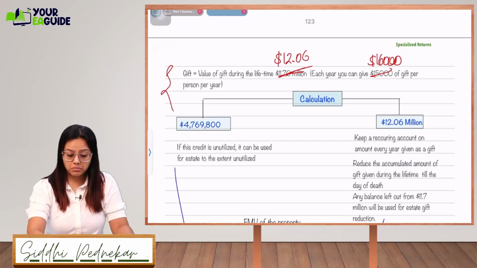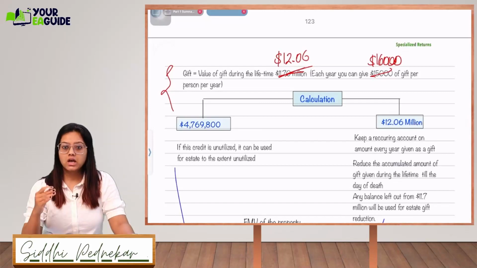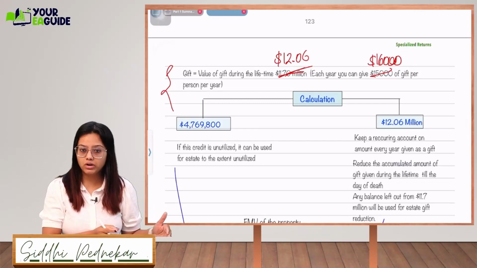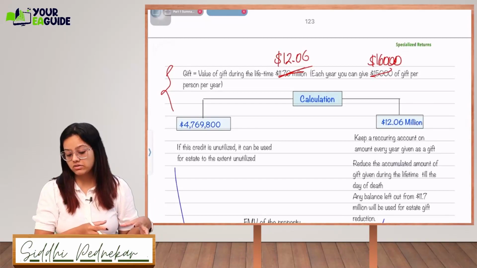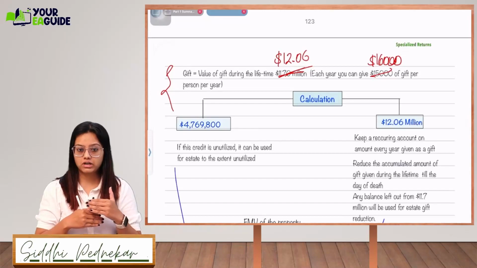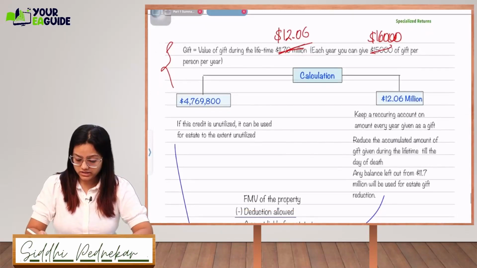Okay, so 12.06, and each year they have the limit of 16,000. So whatever is the 16,000 that you have taken in your whole life, you have to reduce it from the balance of your $12.6 million, and whatever is remaining. See, here it is there.